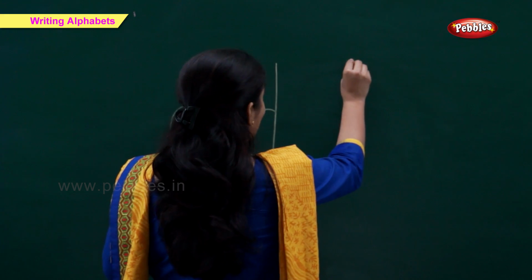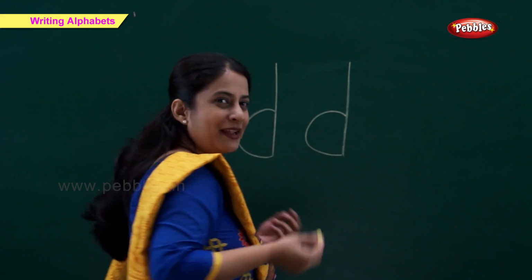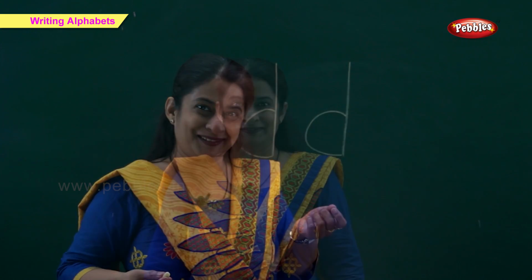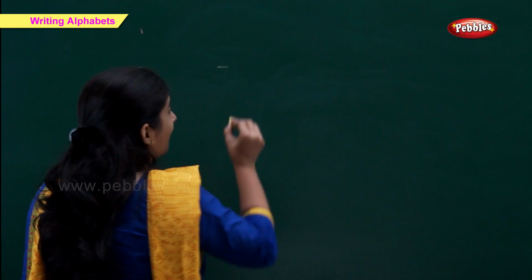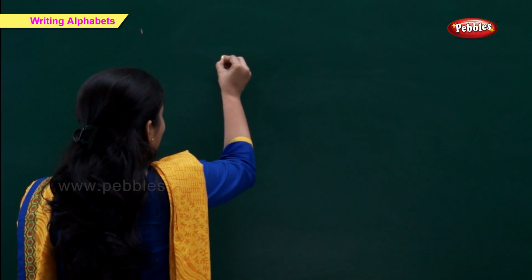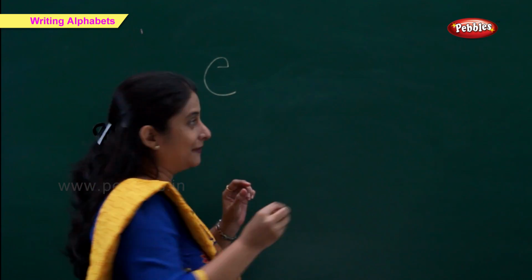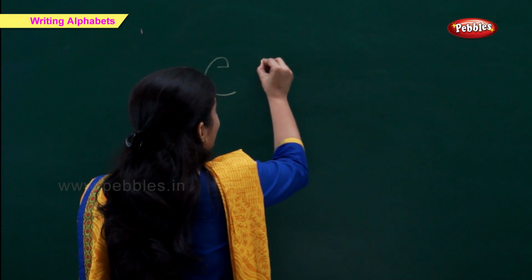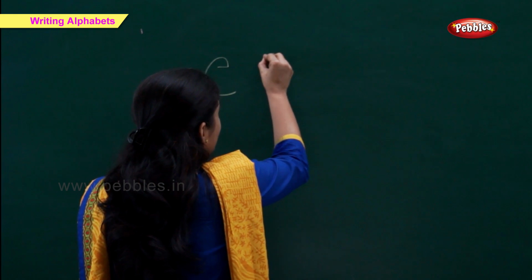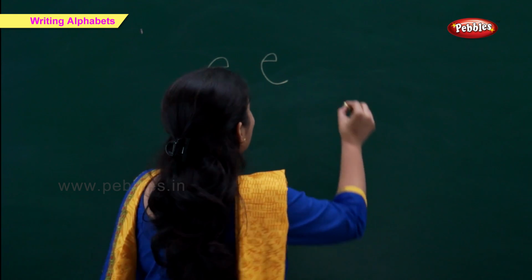Again. A standing line and a curve makes small d. Now let's write E. Small e. A small sleeping line with a curve makes E.